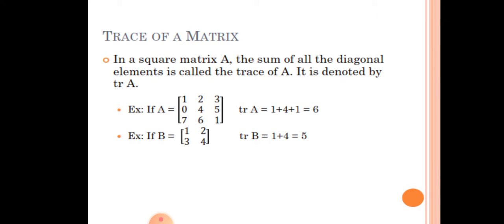And the last one, the trace of a matrix. For the trace of a matrix, you have to take only a square matrix, and the sum of all the diagonal elements. Just add the diagonal elements; that is called the trace of A. It is denoted by tr A. The trace of a matrix is nothing but, for a square matrix, adding only the diagonal elements. Examples are given below, with 3 cross 3 and 2 cross 3 matrices.